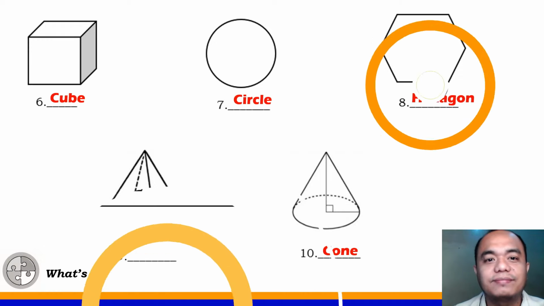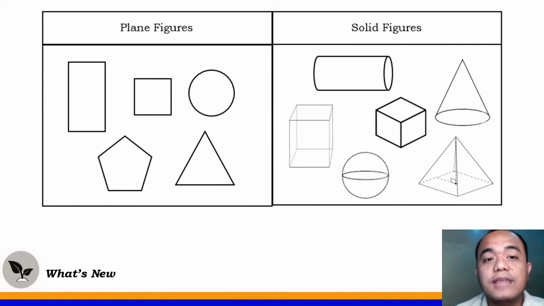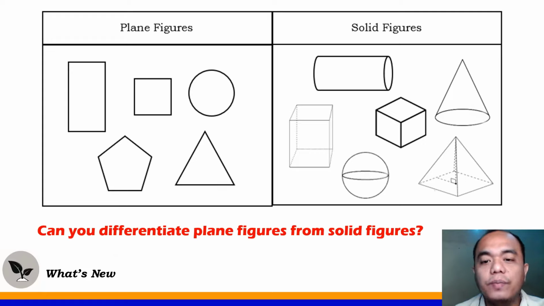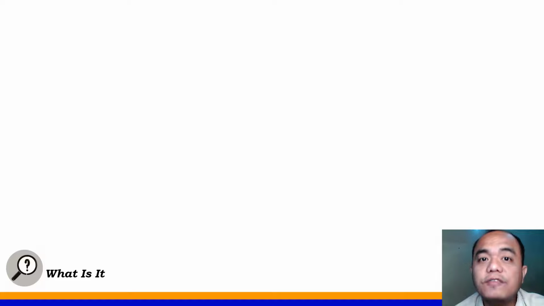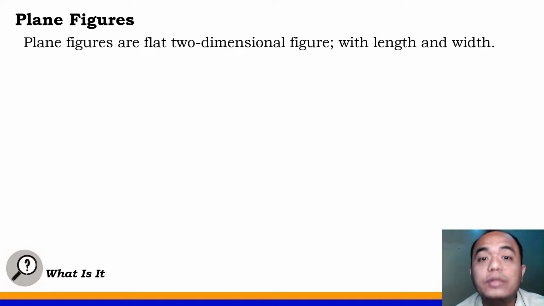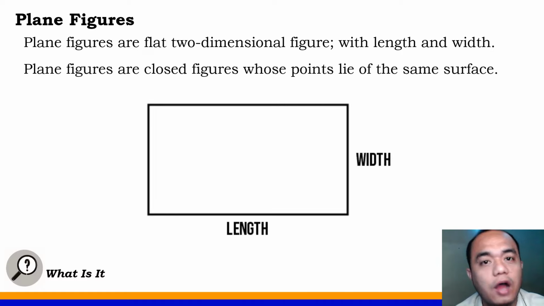Good job, everyone. On the left side of your screen are examples of plane figures, and on the right side of your screen is an example of solid figures. Now, can you differentiate? Now, let's define first plane figures. Plane figures are flat two-dimensional figures. Again, plane figures have 2 dimensions only, namely the length and the width, as shown here on the screen. Plane figures are also defined as closed figure whose points lie on the same surface.